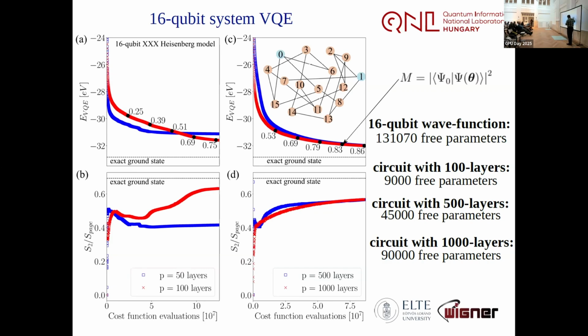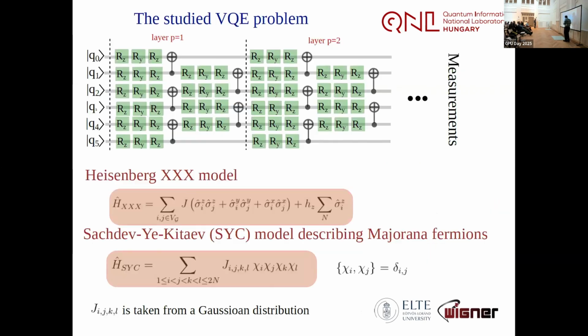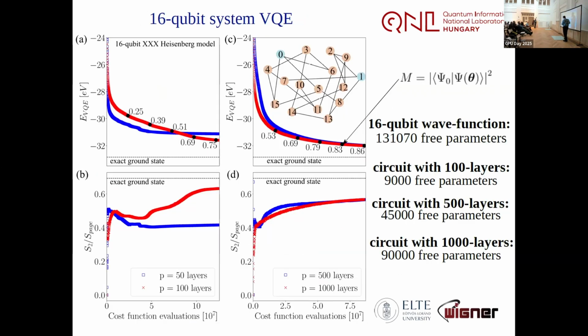If you take a 16 qubit wave function, you will end up with more than 100,000 free parameters, because this is how many components this wave function has, each having a real and imaginary component, and each represents a free parameter on its own. With 100, 500, and 1000 layers, remember these are the layers in the circuit, we can do the optimization, resulting in this graph.